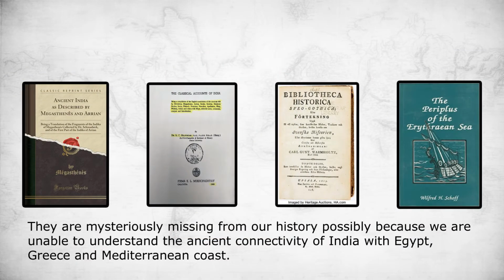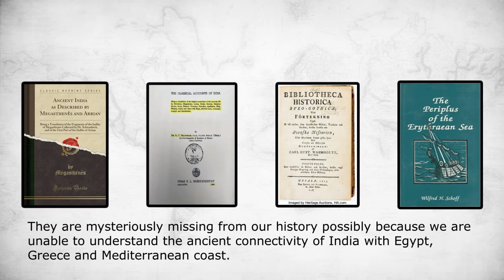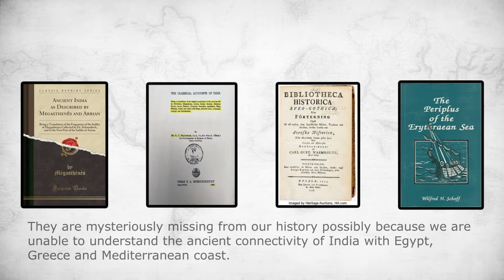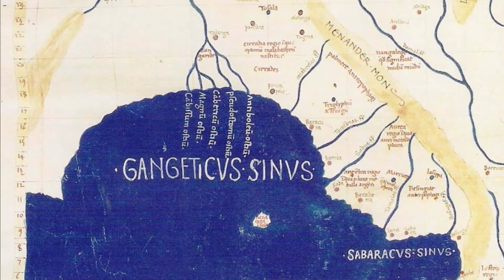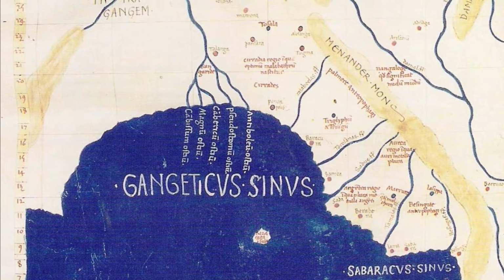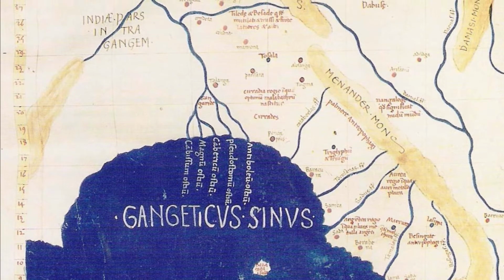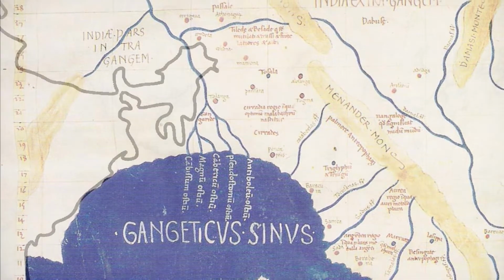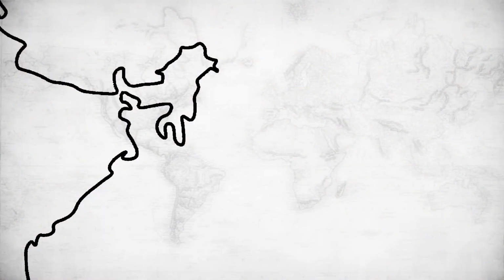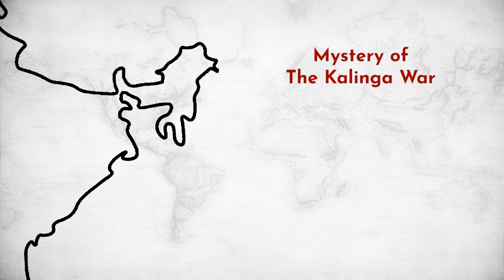They are mysteriously missing from our history, possibly because we are unable to understand the ancient connectivity of India with Egypt, Greece and the Mediterranean coast. Thus, we are unable to appreciate their extraordinary interest in Gangaridai of Bengal and Kiratadesha, both of which are located farthest from the Mediterranean region. A mysterious lacuna remains in the ancient history of India related to the Gangaridai region as well.